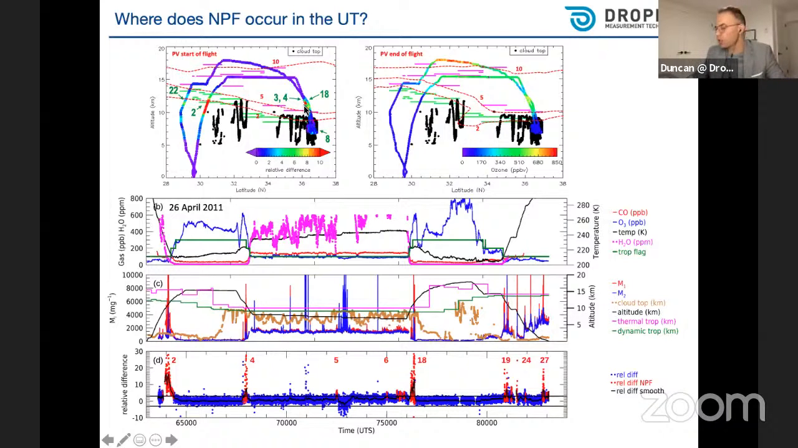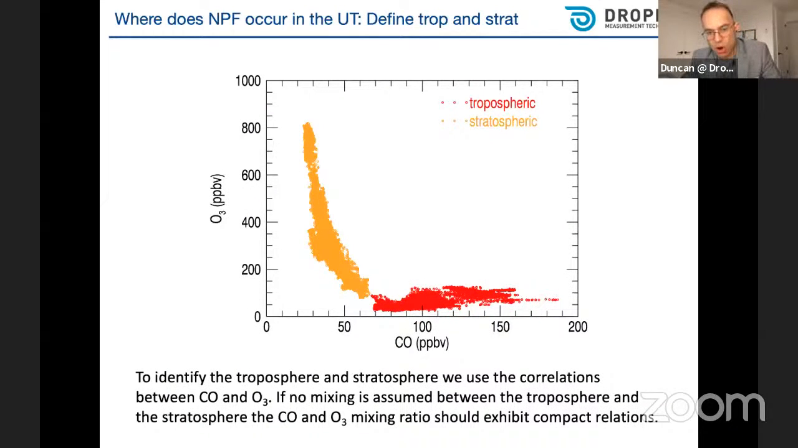So it became very important to look at exactly where the troposphere and stratosphere occur using CO and ozone mixing ratios. So CO originates in the boundary layer and ozone originates in the stratosphere. So if we plot ozone and CO, we see that CO in the troposphere is increasing when ozone is low. And in the stratosphere, we see that ozone is increasing when CO is low.